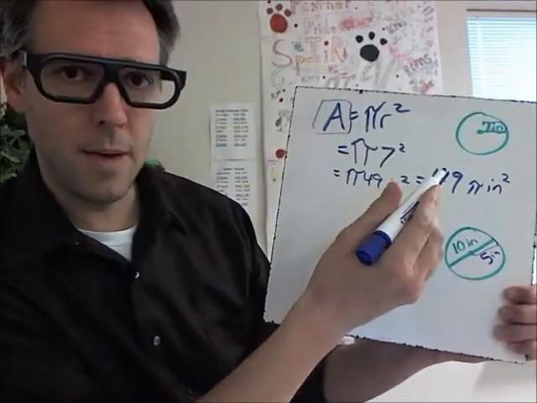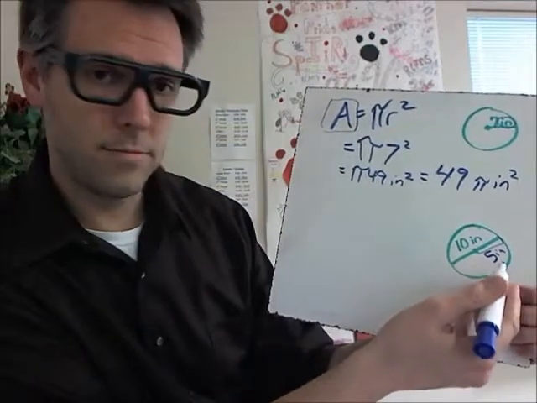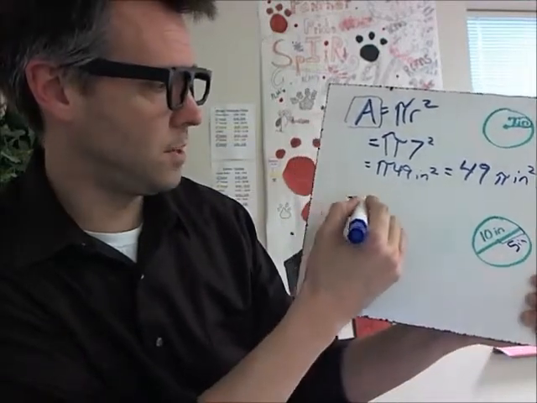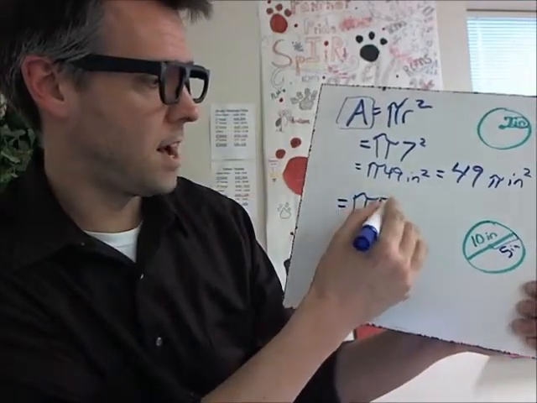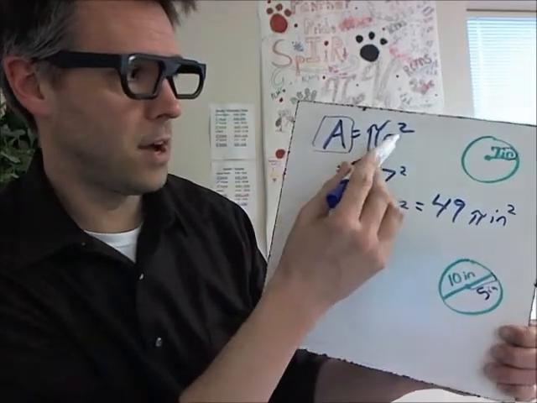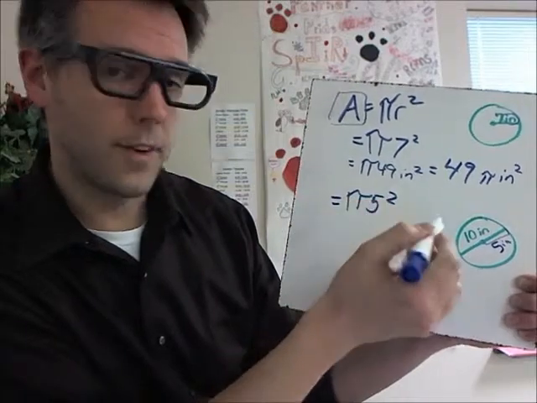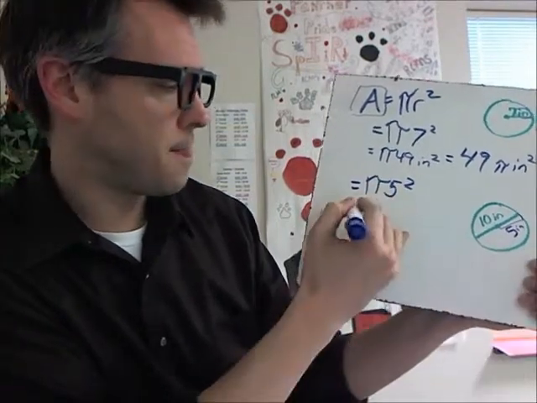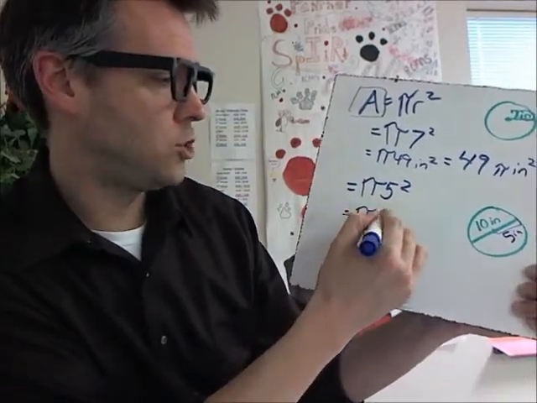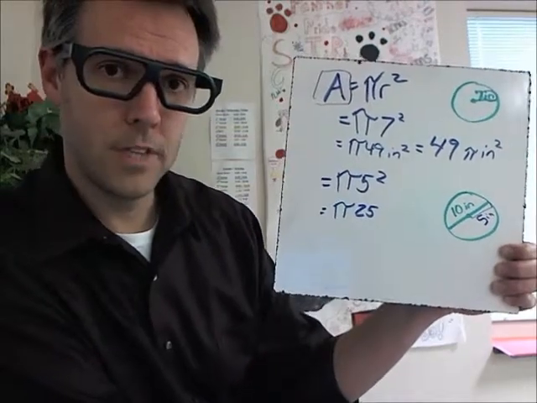So we're going to use the same formula, and now that we know our radius, we're just going to do it. So that equals pi 5 squared, because pi r squared, our radius is 5. So pi 5 squared is 25, 5 times 5 is 25. So we have pi 25.